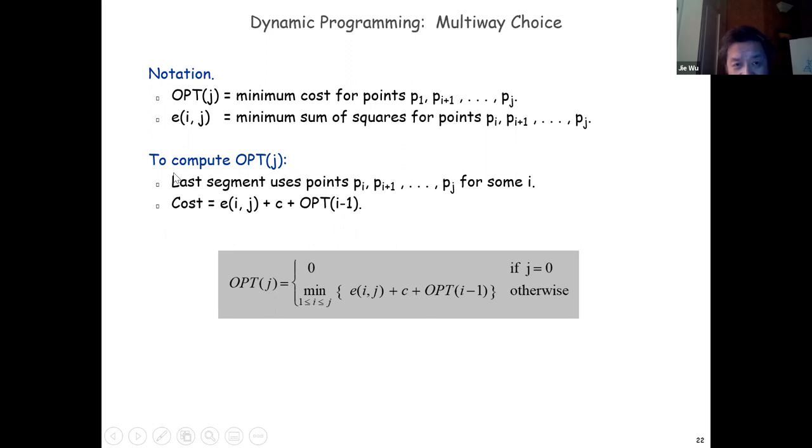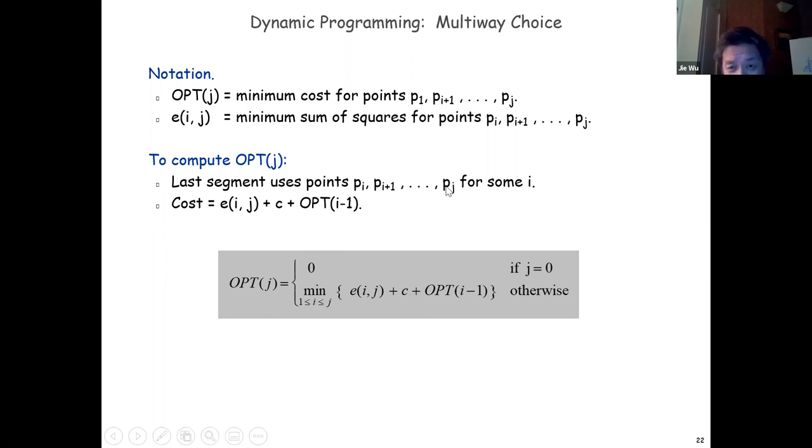Then you need to compute this value, and you need to compare it for different J. It really means that for this section, initially you want to calculate from 1 to J, right? But you want to see whether it would be better to add one line from I to J.